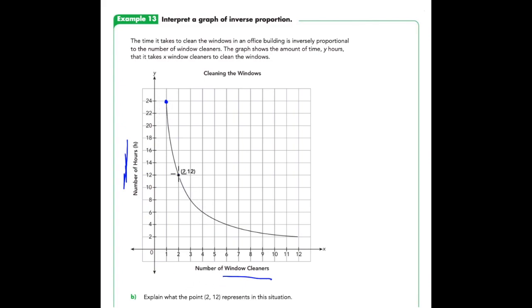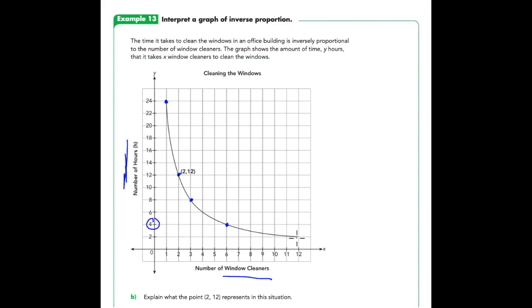If you have two window cleaners, this is that point (2, 12), it's going to take 12 hours to get the job done. So what this is showing is the more people that are involved, the less time it takes to clean the windows. One of the other points we saw was (3, 8). If we had 3 window cleaners, it would take 8 hours to get the windows done. If there were 6 window cleaners working on the office building, the job will get done in 4 hours.